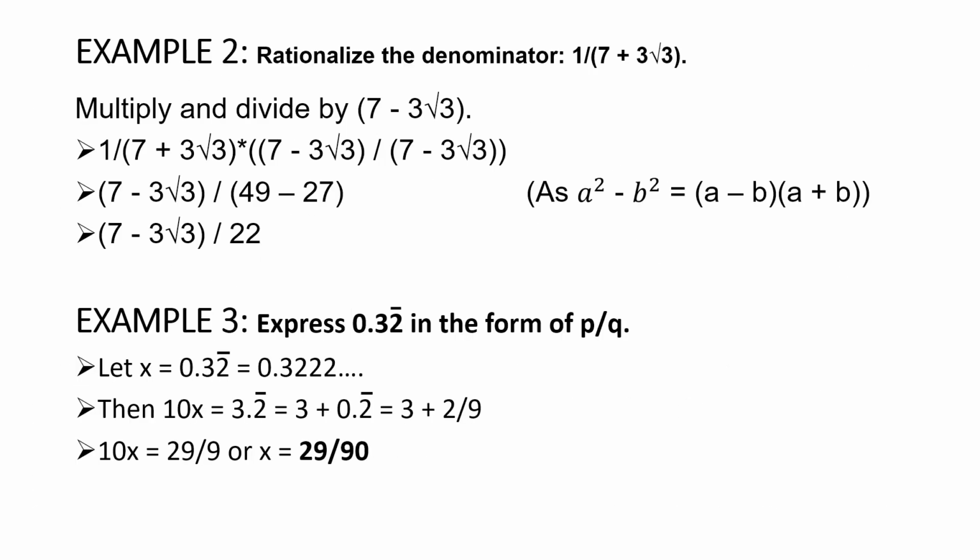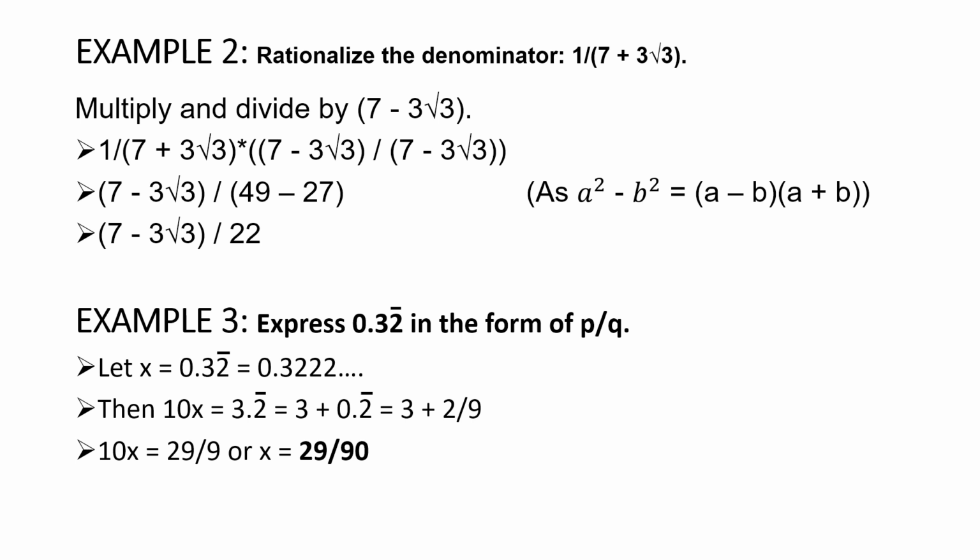Example 2. Rationalize the denominator in 1 upon 7 plus 3 root 3. Always you have to multiply by the conjugate, multiply and divide. So 7 minus 3 root 3, multiply and divide by 7 minus 3 root 3. So what will you get? In the denominator you will be getting 49 minus 27. 7 square minus 9 into 3. Why? Because a square minus b square is a minus b into a plus b. So now your denominator has become 22. So you have rationalized the denominator.